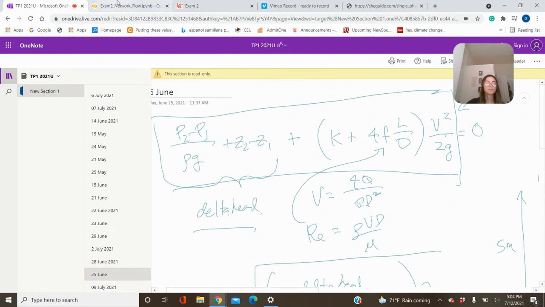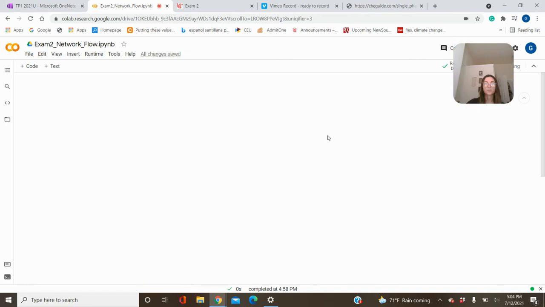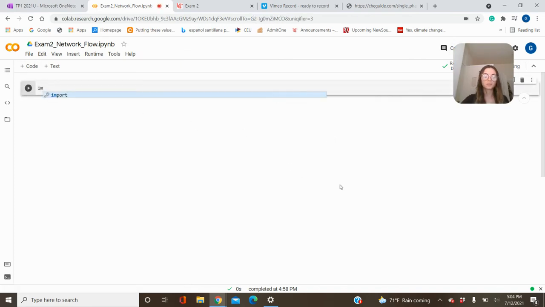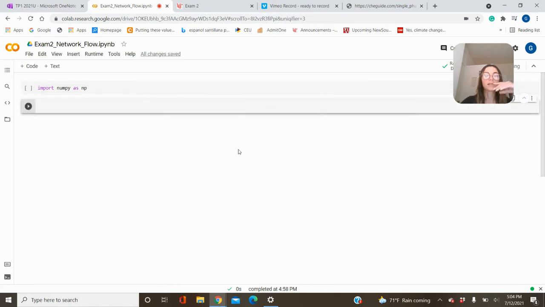So, first things first. We're going to import numpy as np. This is going to allow us to use some basic algebraic functions and symbols in our code.